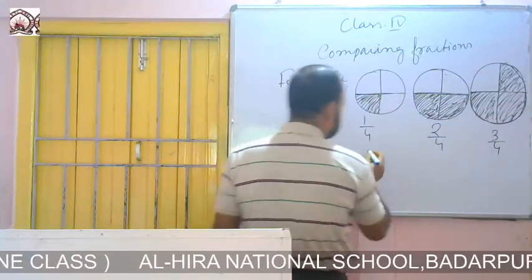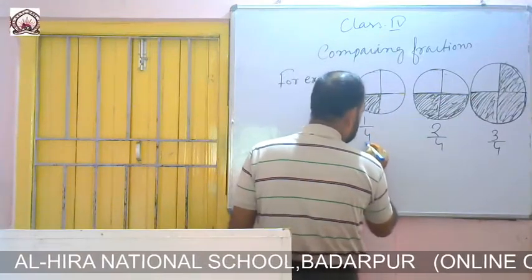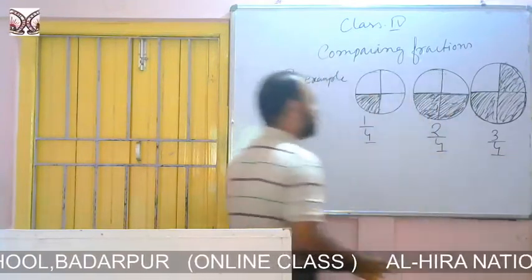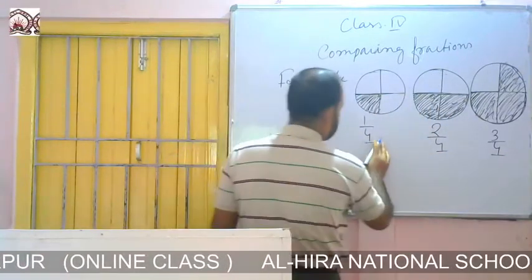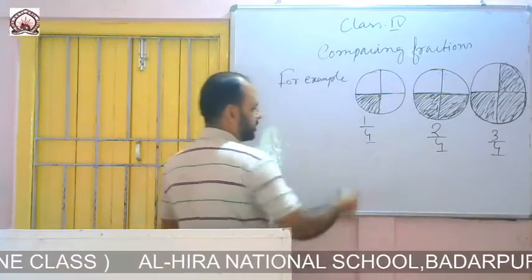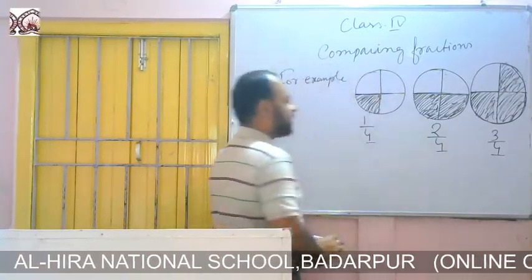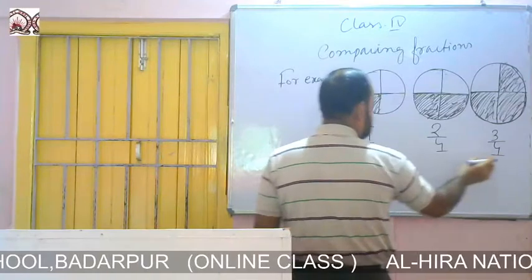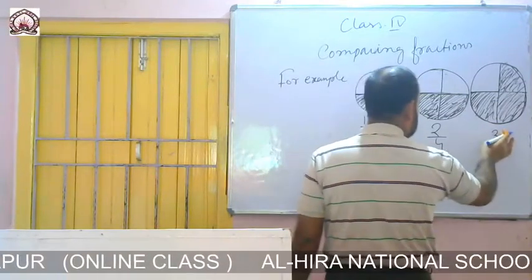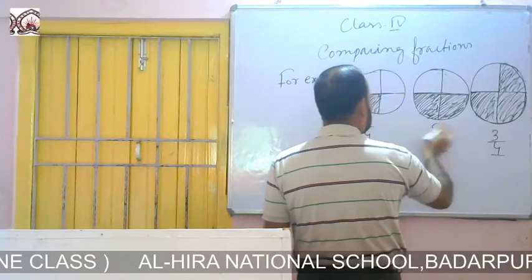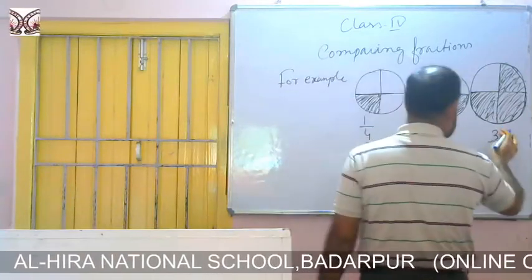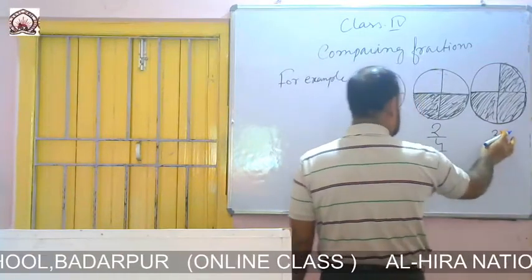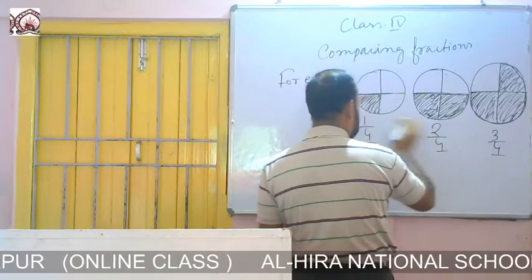So here you found denominator is 4, here also 4, here also 4. So these fractions are like fractions. If we compare like fractions, that means denominators are same, then we compare the numerator. So here we see numerator is 3, here 2, here 1. So 3 is biggest, next this one, next this one.